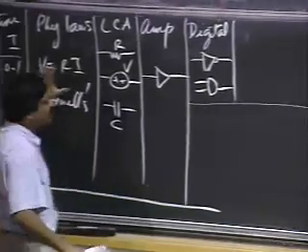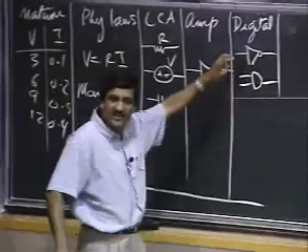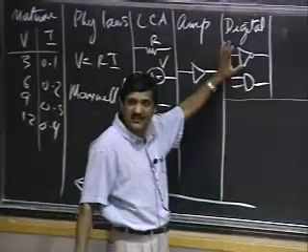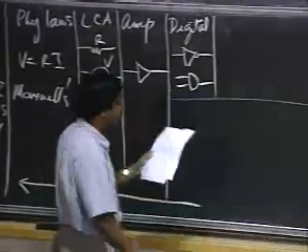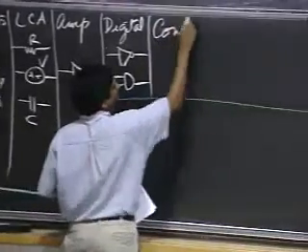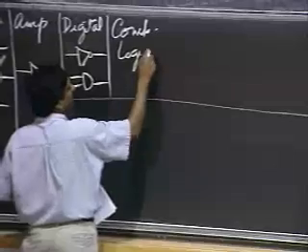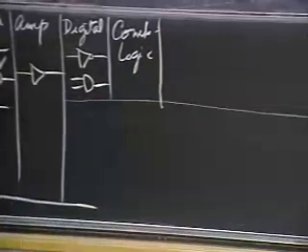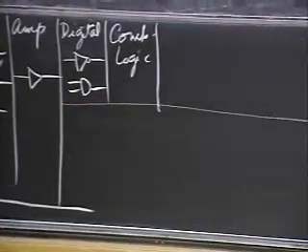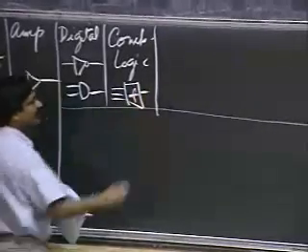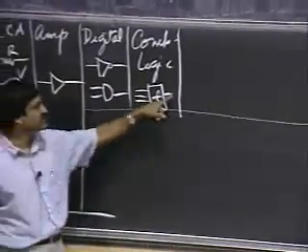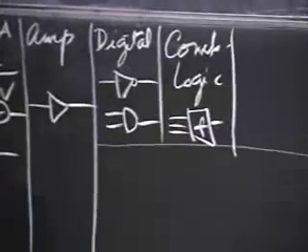Notice we're building bigger and bigger things which have more and more complicated behavior inside them, but which are very simple to describe. Following the digital abstraction, we will superpose the combinational logic abstraction on top of that and define functional blocks that look like this. Some inputs, some function, some outputs.